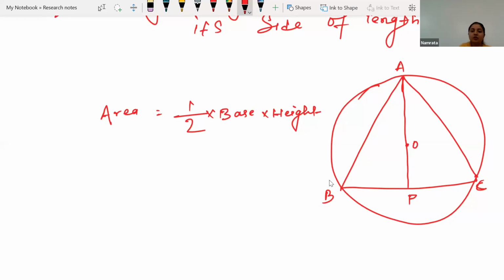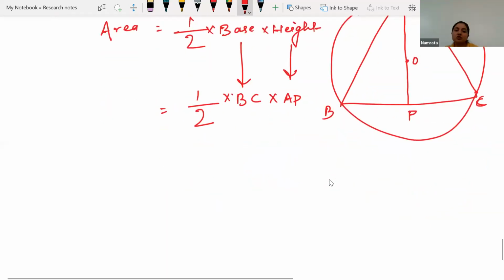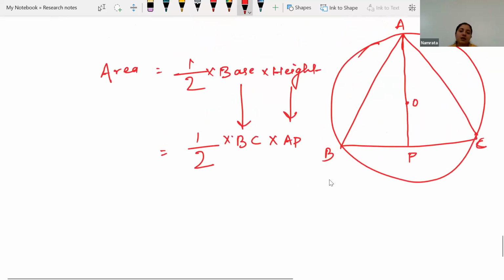This is the center O. So let's say AP is the height and the base is BC, into half. We have to maximize this area. But AP we don't know, BC we don't know. What will we do over here? First, let's make one expression so that we can take the derivative, find the critical point, and maximize the area.